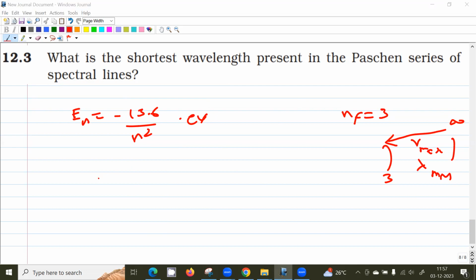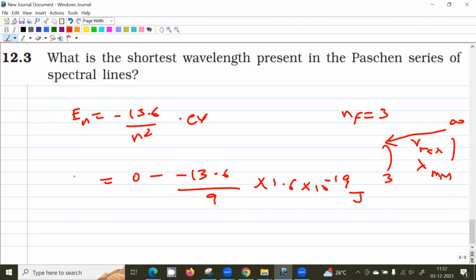Okay, so if you put final minus initial, right? So final energy is 0, outermost, and initial energy is minus 13.6 by 3 square, that is 9. This is in electron volts. So if I need to get the wavelength, right? So multiply by 1.6 into 10 raised to minus 19 joules. So this is h into nu, which is h into c by lambda. Nu is c by lambda.